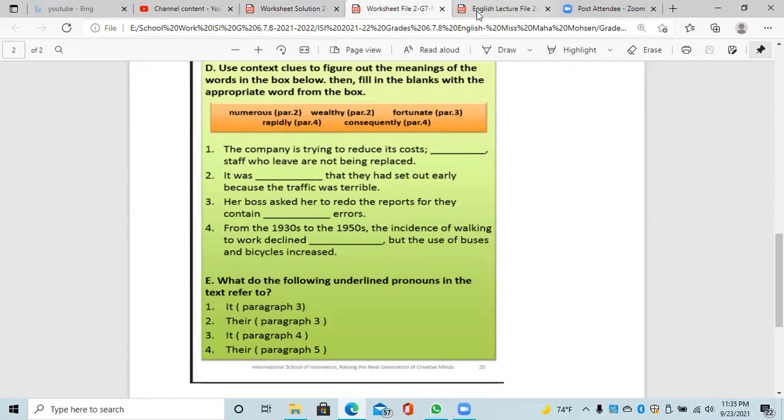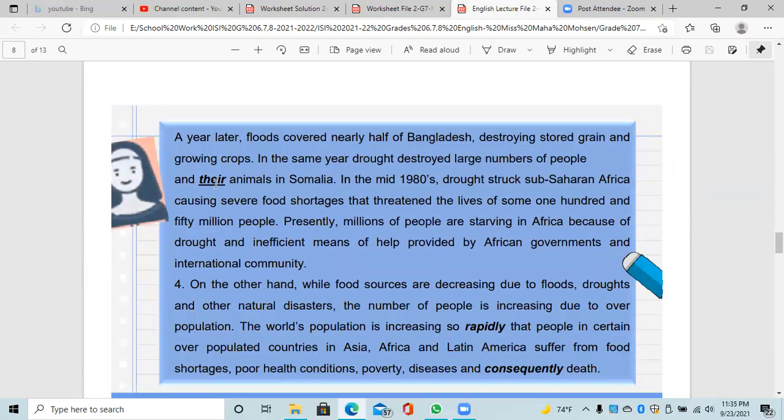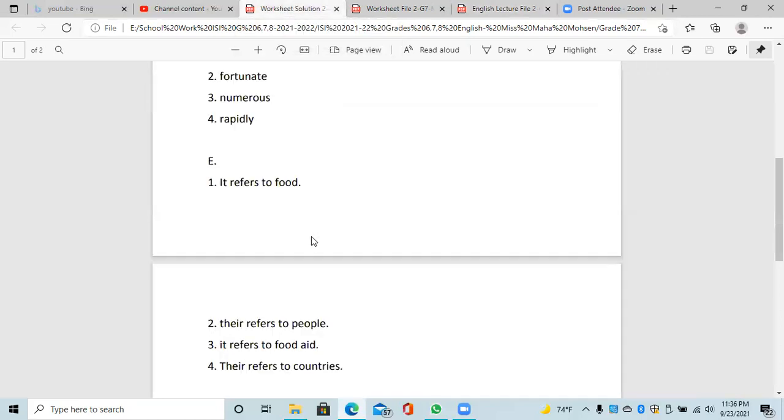Let's look at it. There in paragraph 3, it's here underlined, there. So a year later, floods covered nearly half of Bangladesh, destroying stored grain and growing crops. In the same year, drought destroyed large numbers of people and their animals in Somalia. Their animals, so the animals of who? Of the people. So it destroyed or killed people and their animals. So there refers to the people because they're animals.